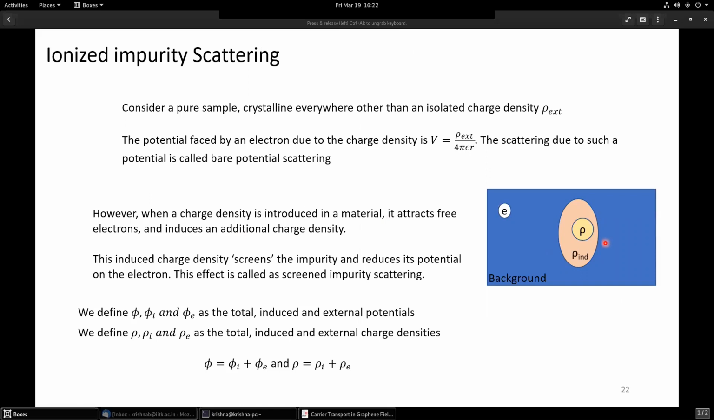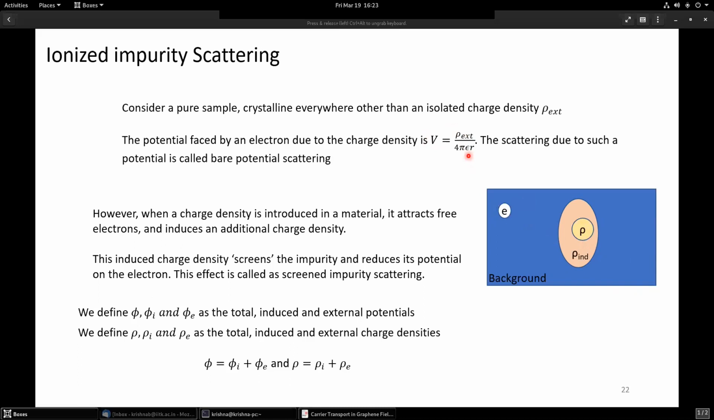Let's assume that you have some density of ionized dopants, which is here given as rho, but it should be rho underscore E, or rho underscore external, EXT, as we proceed. If we have something like this, the potential faced by an electron due to this charge density, let's say I have an electron here in the substrate somewhere coming close to this dopant, depends inversely on the distance r, directly on the density of the charge here, and inversely on the dielectric constant epsilon.